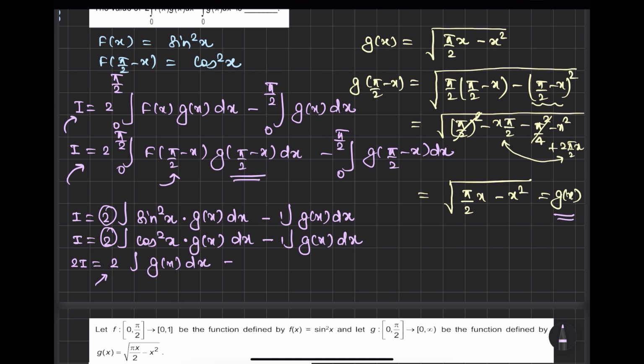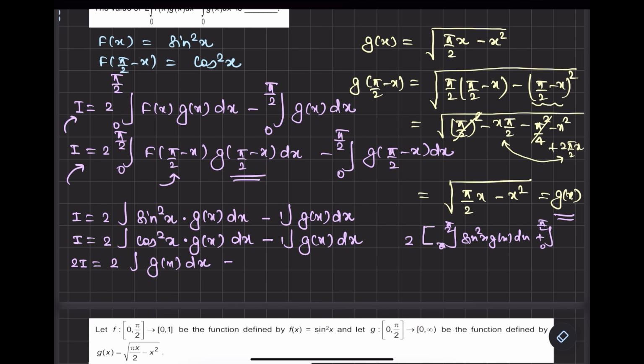Here I am writing 1 plus 1 as 2, but I am not writing 2 plus 2 as 4, because if you observe these two things separately, you can take 2 common from both of them. Then you will observe sine square x g x dx plus the integration from 0 to pi by 2 of cos square x and then g x. You can club these two things because the limit is the same. So here I am taking 2 common, not adding both of them. The property says that you can add, you can take common.